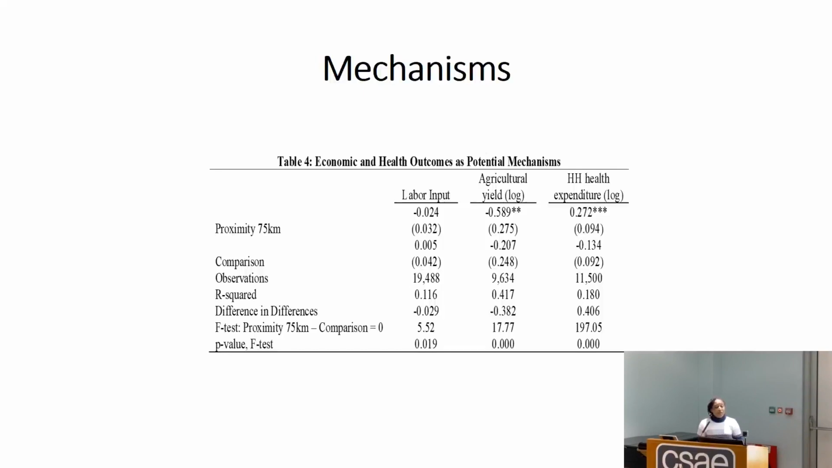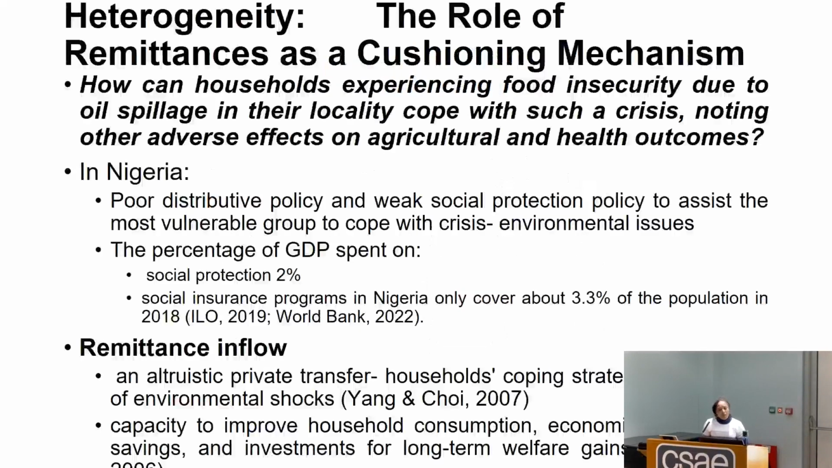We used labor input and agricultural yield to explain these outcomes. For labor input, we didn't find a significant estimate, although we found that for those close to the site of the spillage, there is a reduction in their labor input, and a significant estimate for the agricultural yields. That is, there are reductions in agricultural yields. For the health estimates, we found that the health expenditure of those close to this site increased as a result of exposure to crude oil spillage.